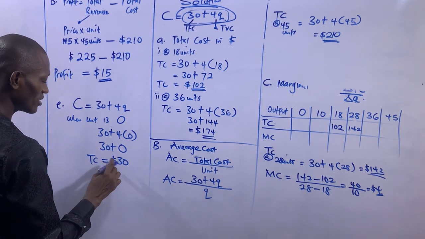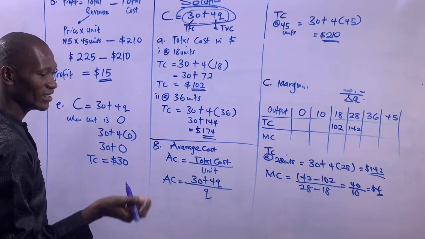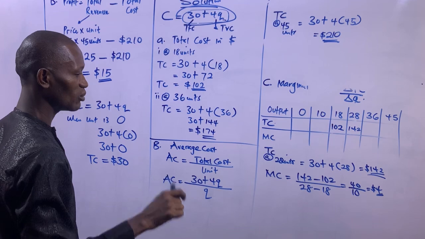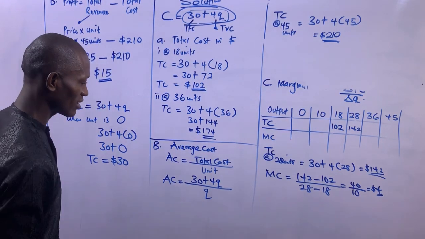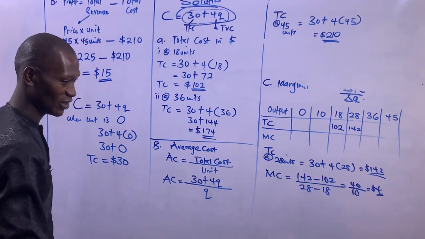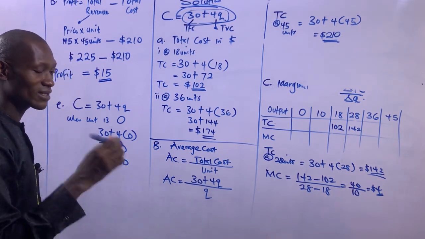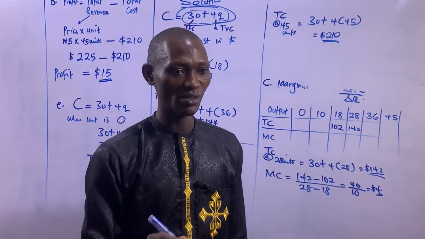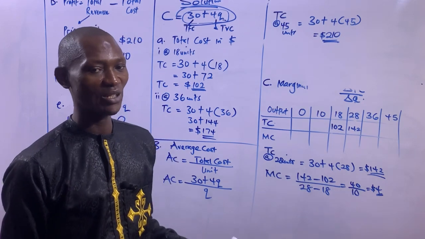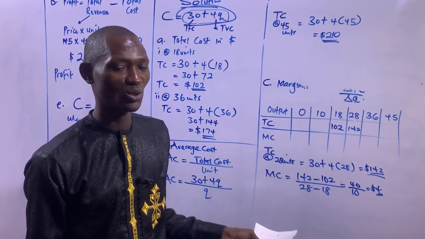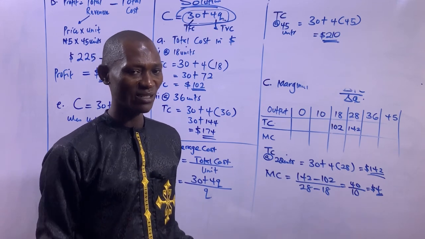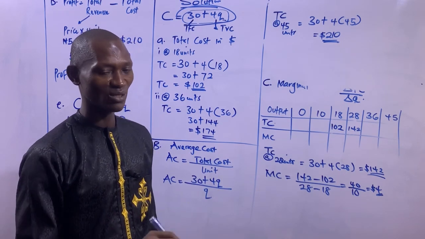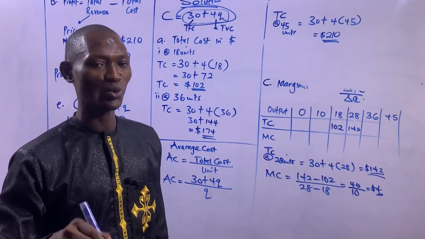So total cost is 30 when output is zero. I did say that when output is zero, total fixed cost will be equal to total cost. When output is zero, I repeat, I'm trying to be emphatic now so that it will stick in your subconscious mind. At zero level of output, total cost will not be zero because when you shut down your factory temporarily, you did not produce anything. Total fixed cost will not be zero. You will still have to pay your rent. So that rent will exhibit itself in the total cost. So total cost will not be zero when output is zero because of the elements of the total fixed cost.